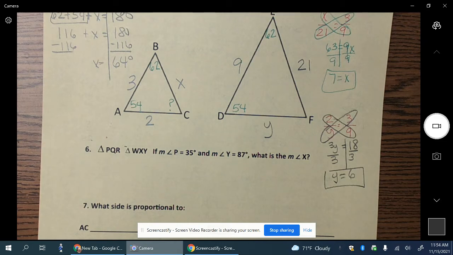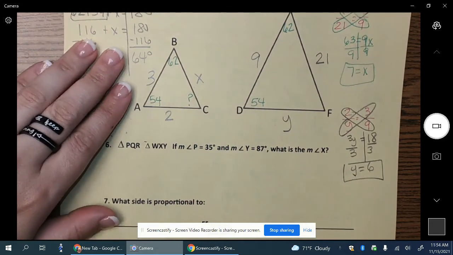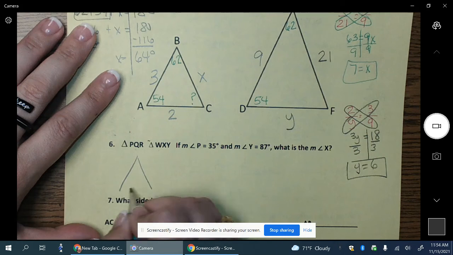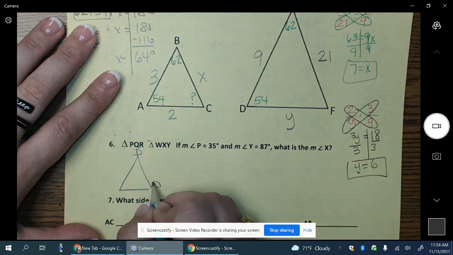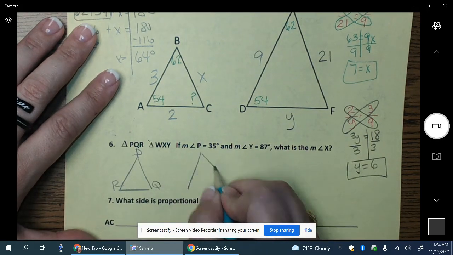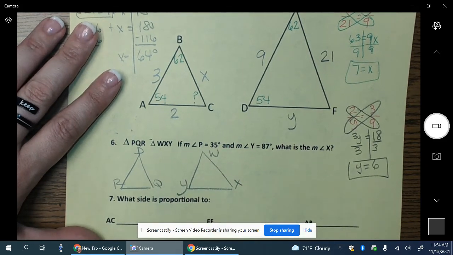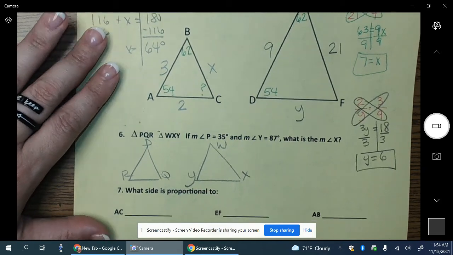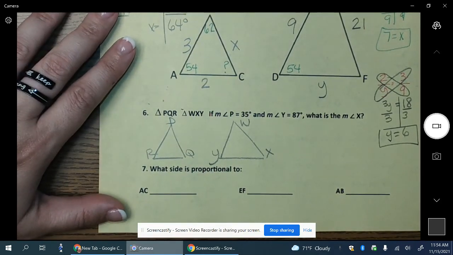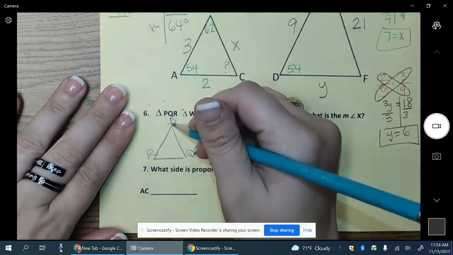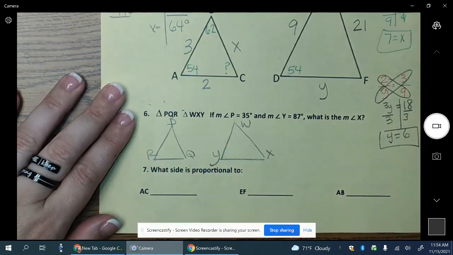Okay. The next one, PQR and WXY. These are similar triangles. Okay. So I'm going to draw PQR, WXY. Does it matter which direction you draw it? It doesn't matter, as long as you put the right number in the right place. They're going to turn them to try to trick you, but they're always going to be in alphabetical order, PQR, like clockwise. But it doesn't matter where you start.